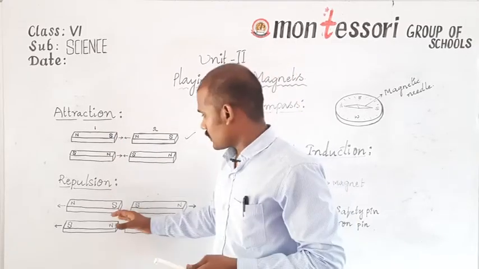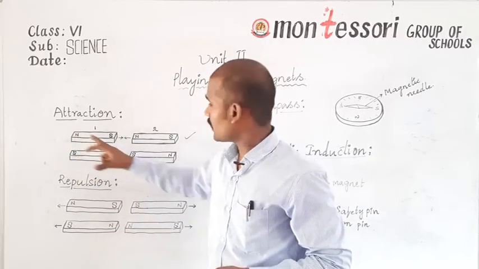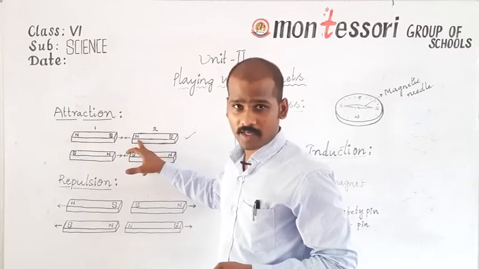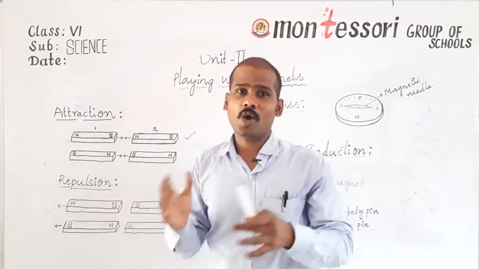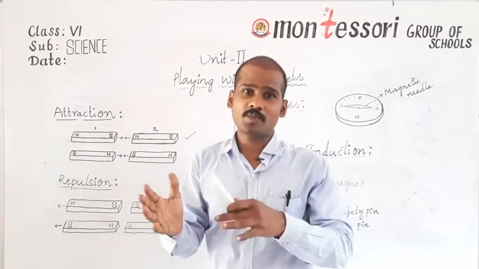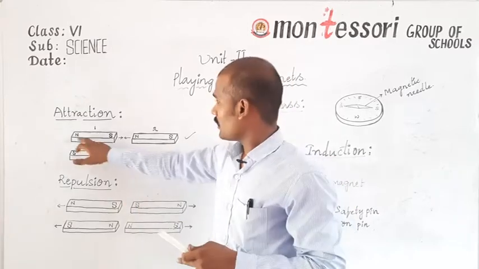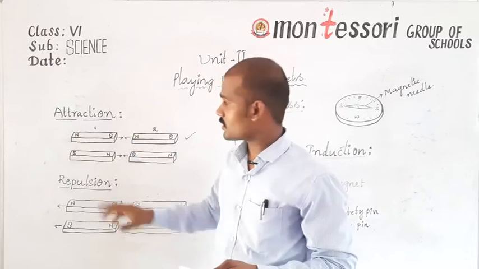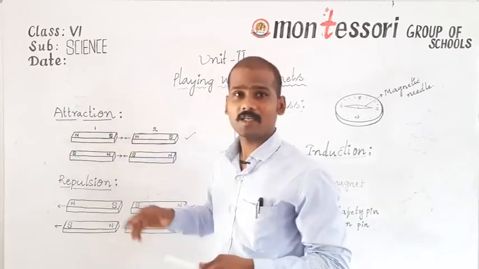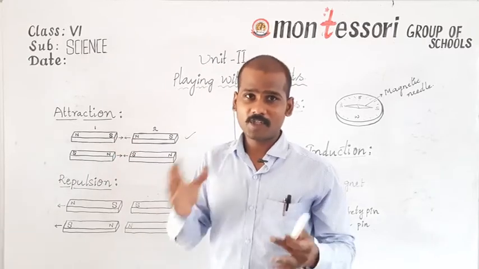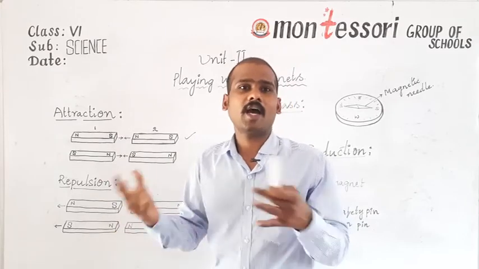But if you take the north pole of one magnet and the north pole of another magnet, they are like poles. North and north are like poles, south and south are also like poles, but north and south, or south and north, are unlike poles.